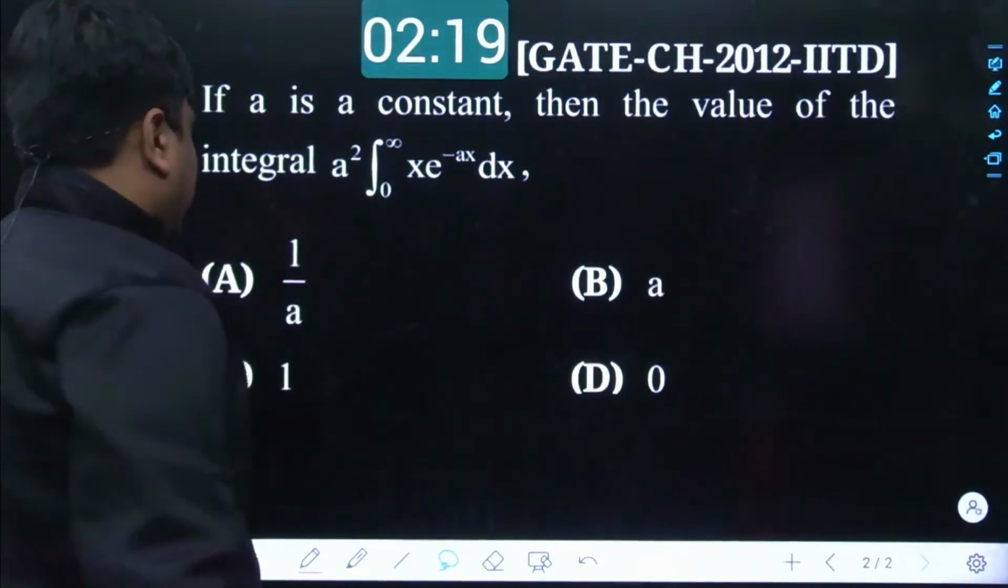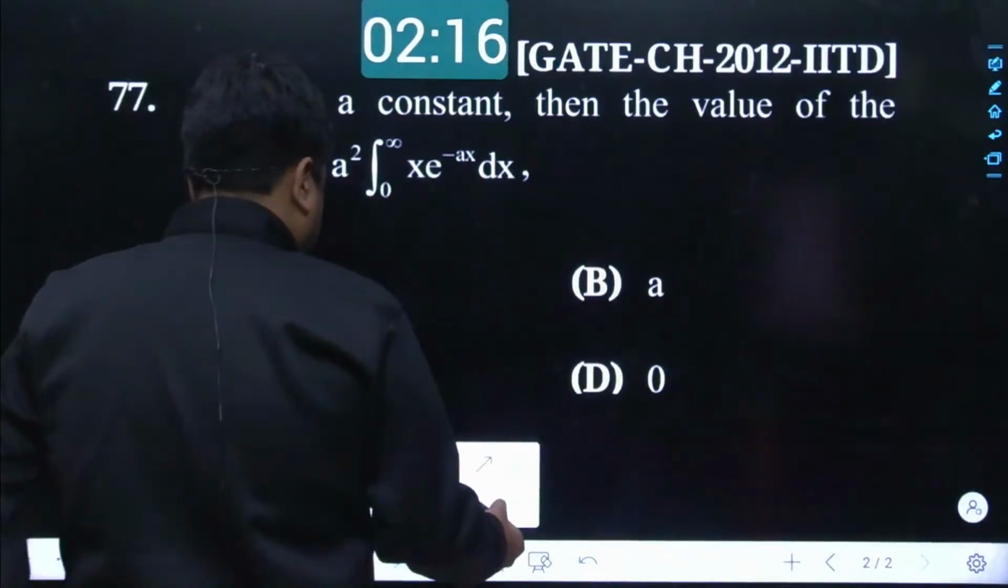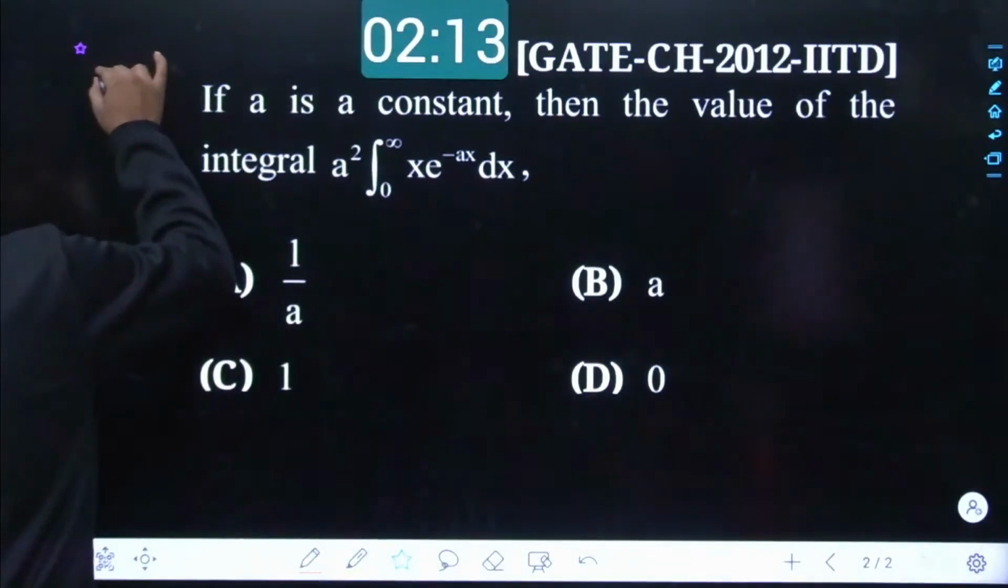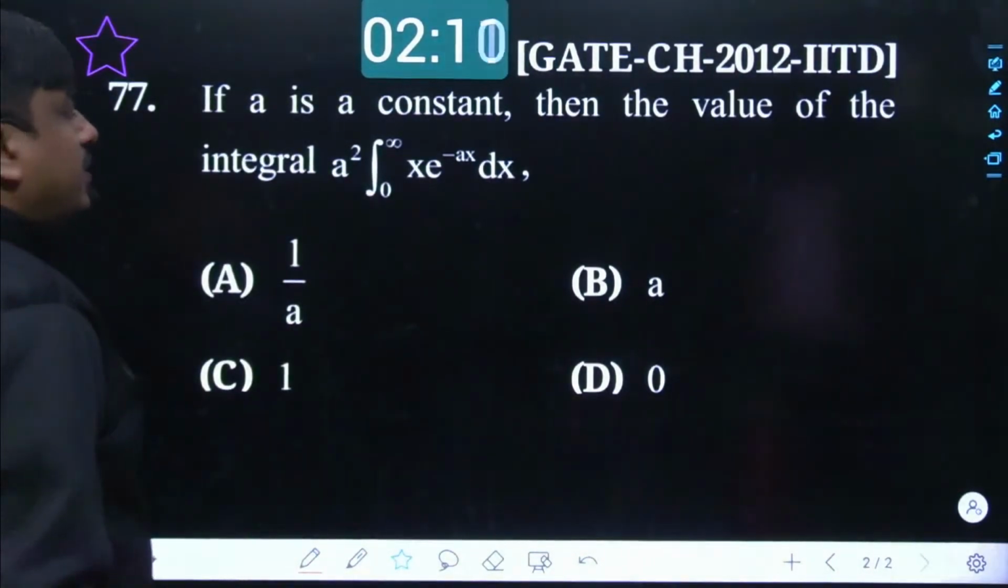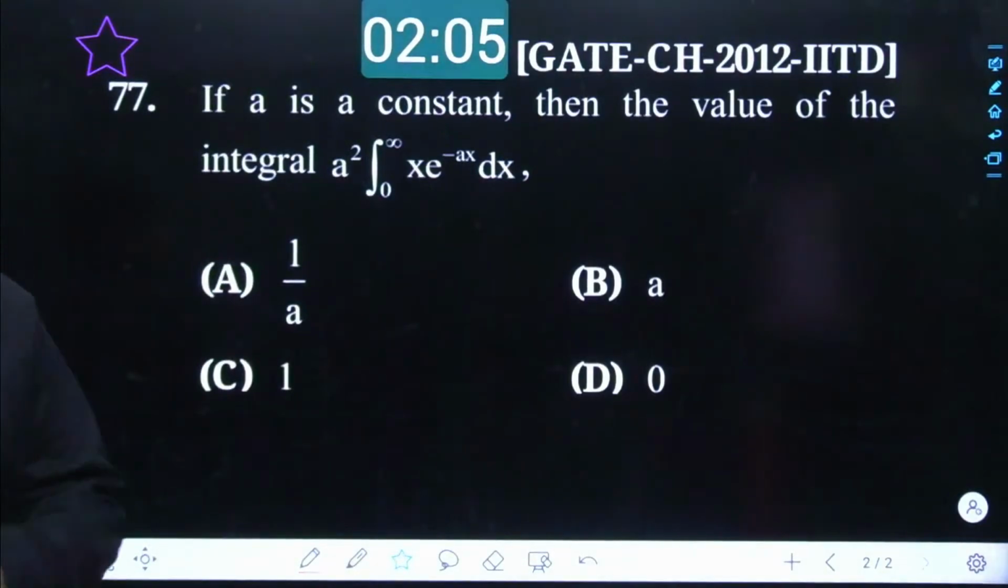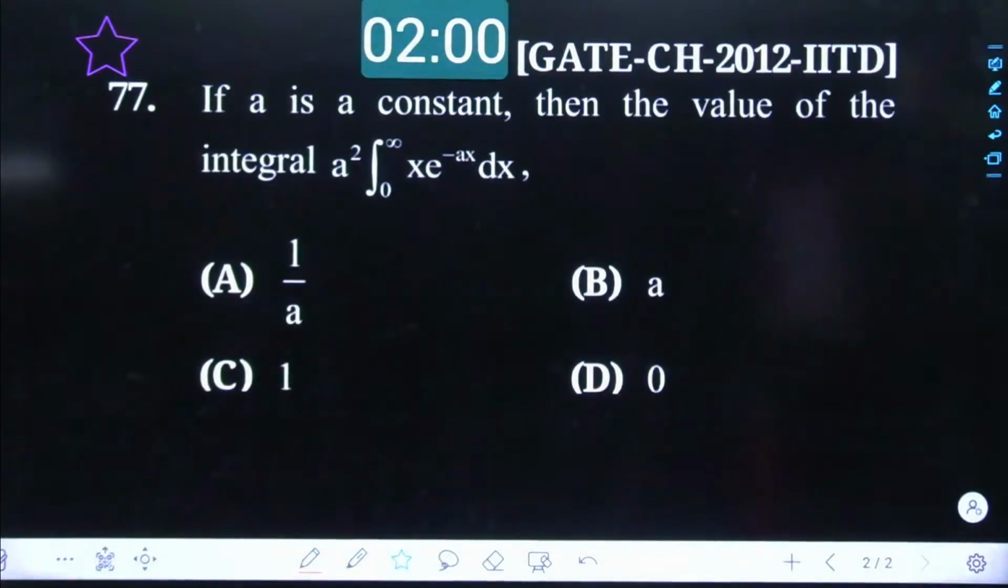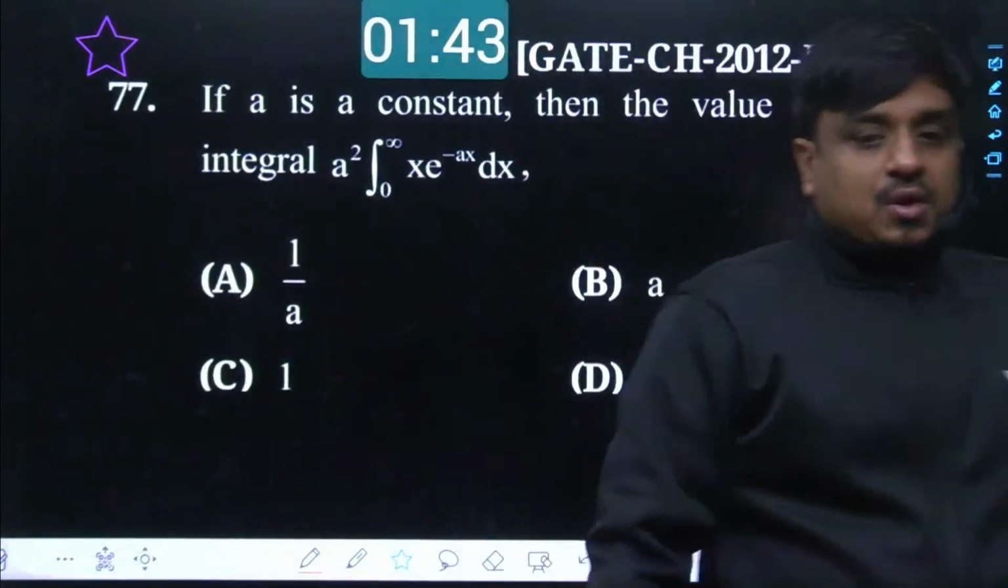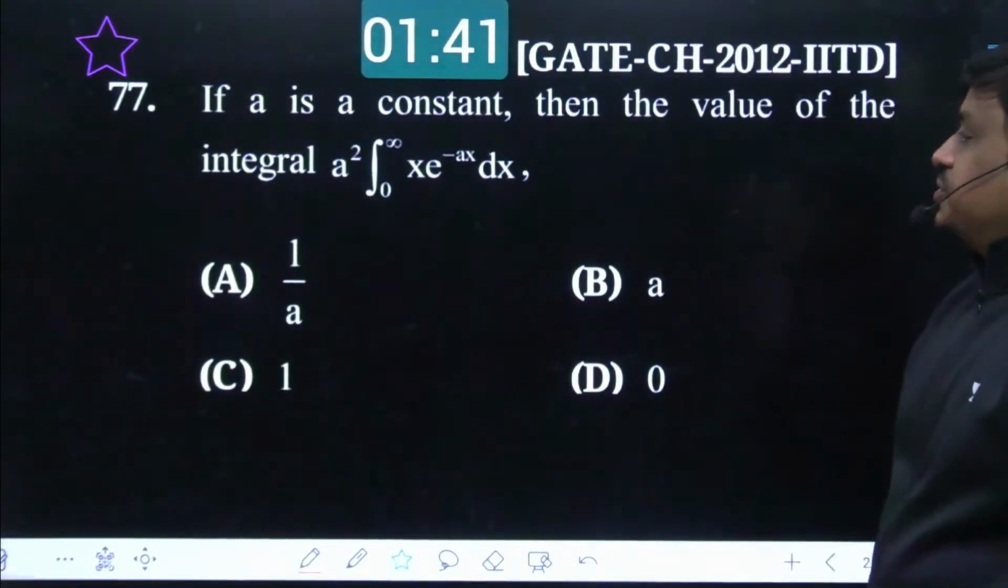And this kind of question is repeatedly asked in the GATE examination. So I would say this is a kind of important question. Read it carefully and tell me what would be the best answer.